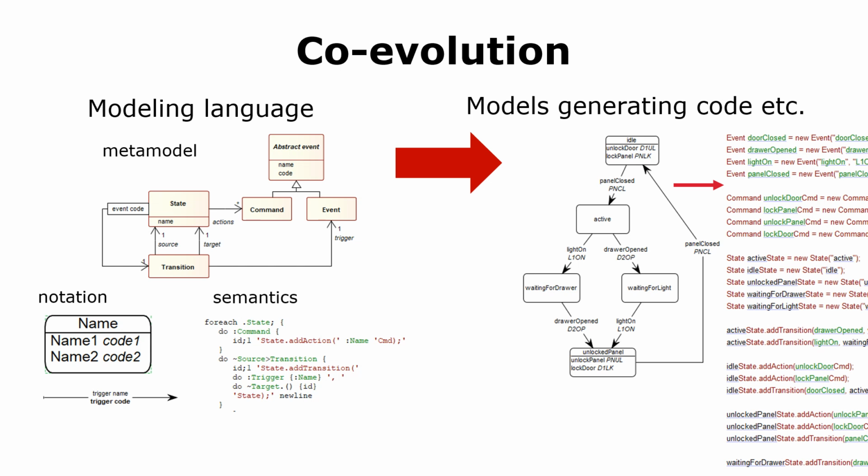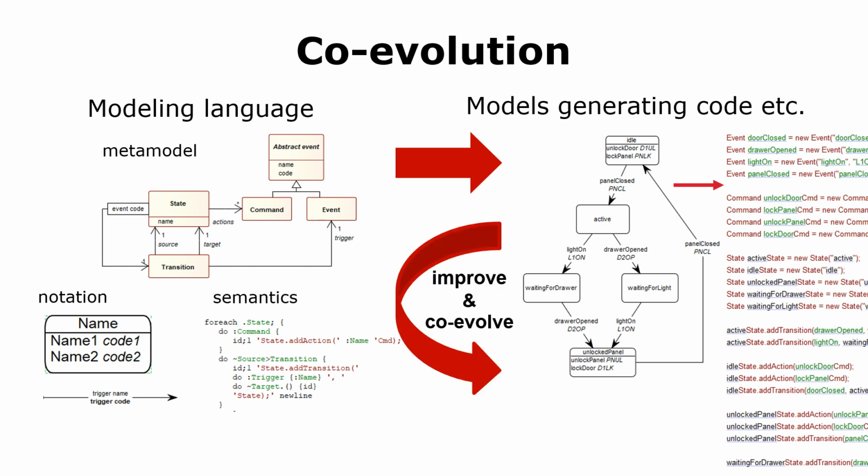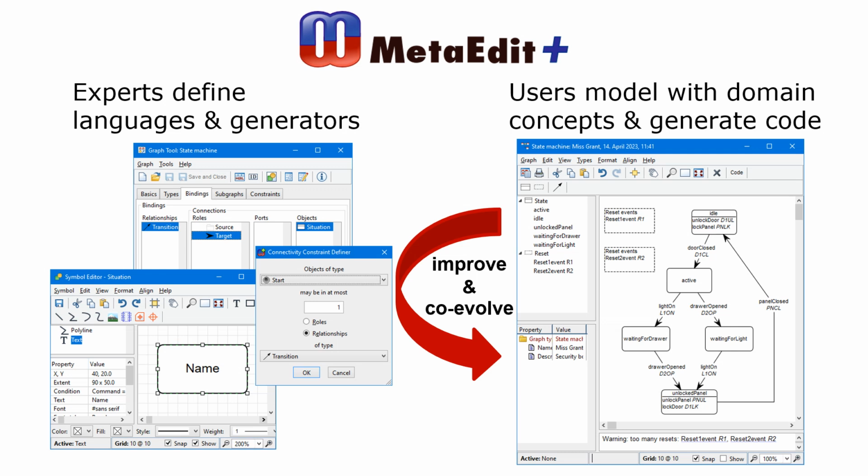When this solution is put into practice, what happens is that the language needs to be updated because the domain changes or users have new needs. And when this happens, nobody wants to lose the tooling and especially the models made so far. MetaEdit Plus is made to automate as much as possible this kind of evolution.